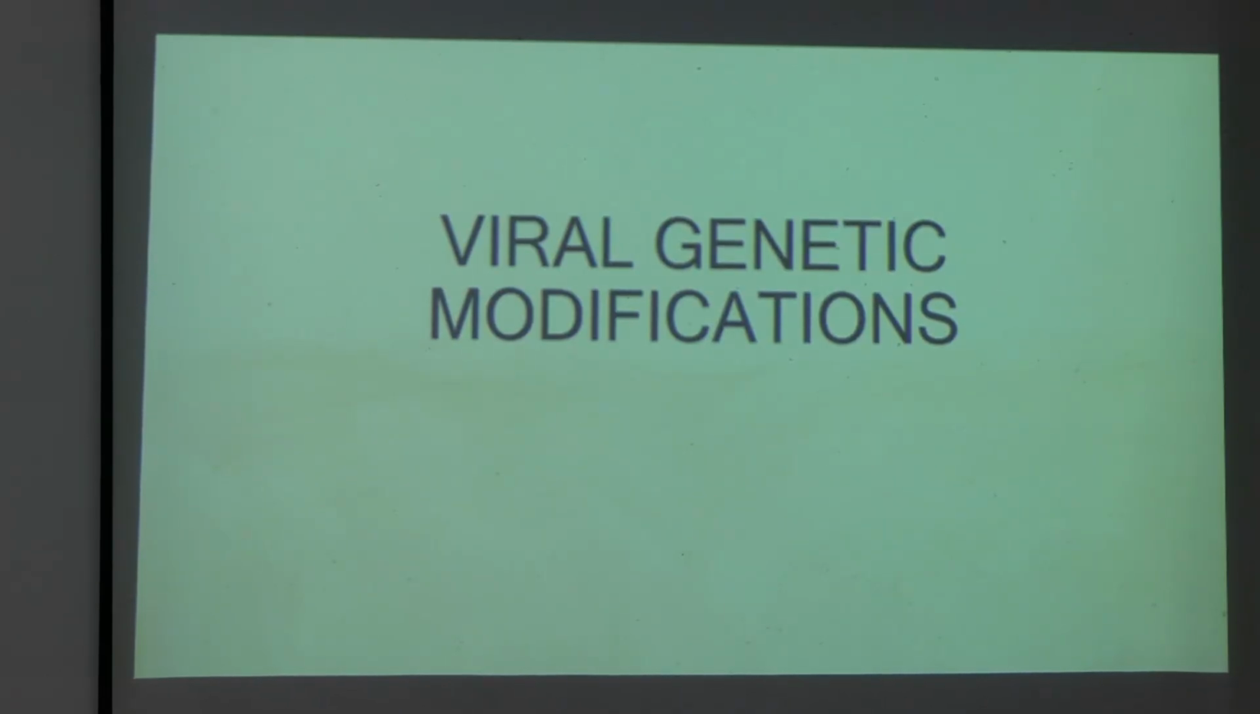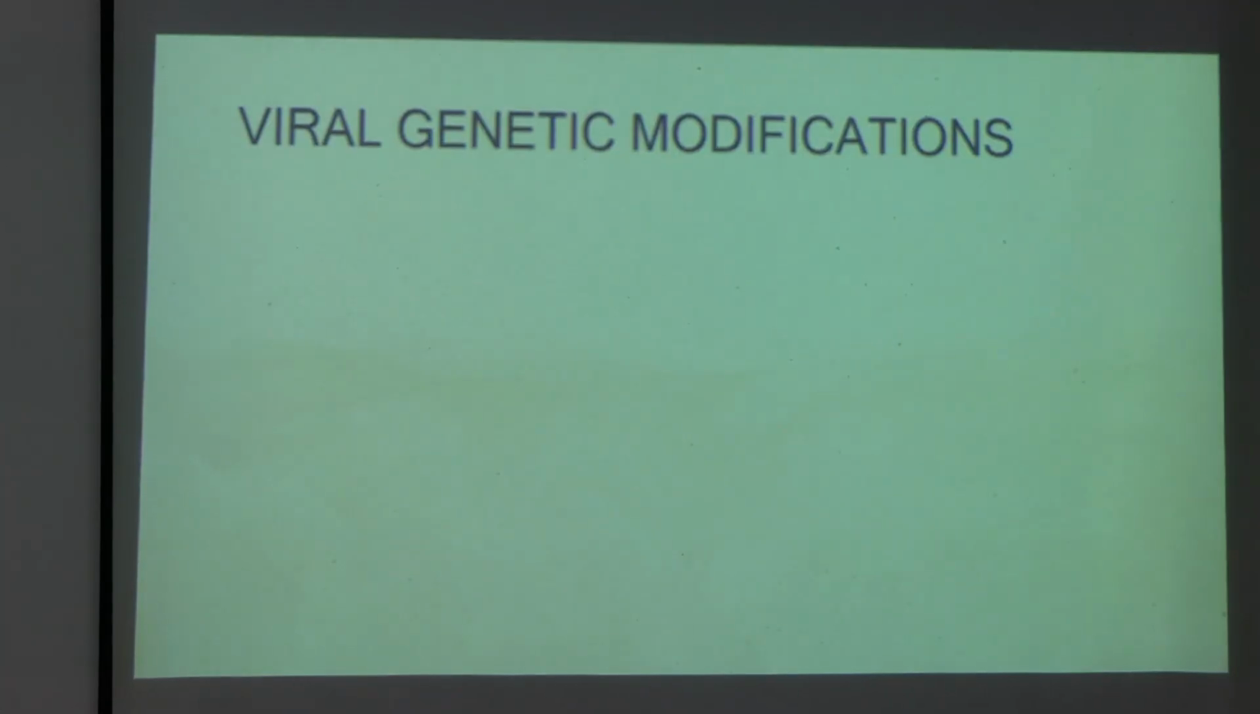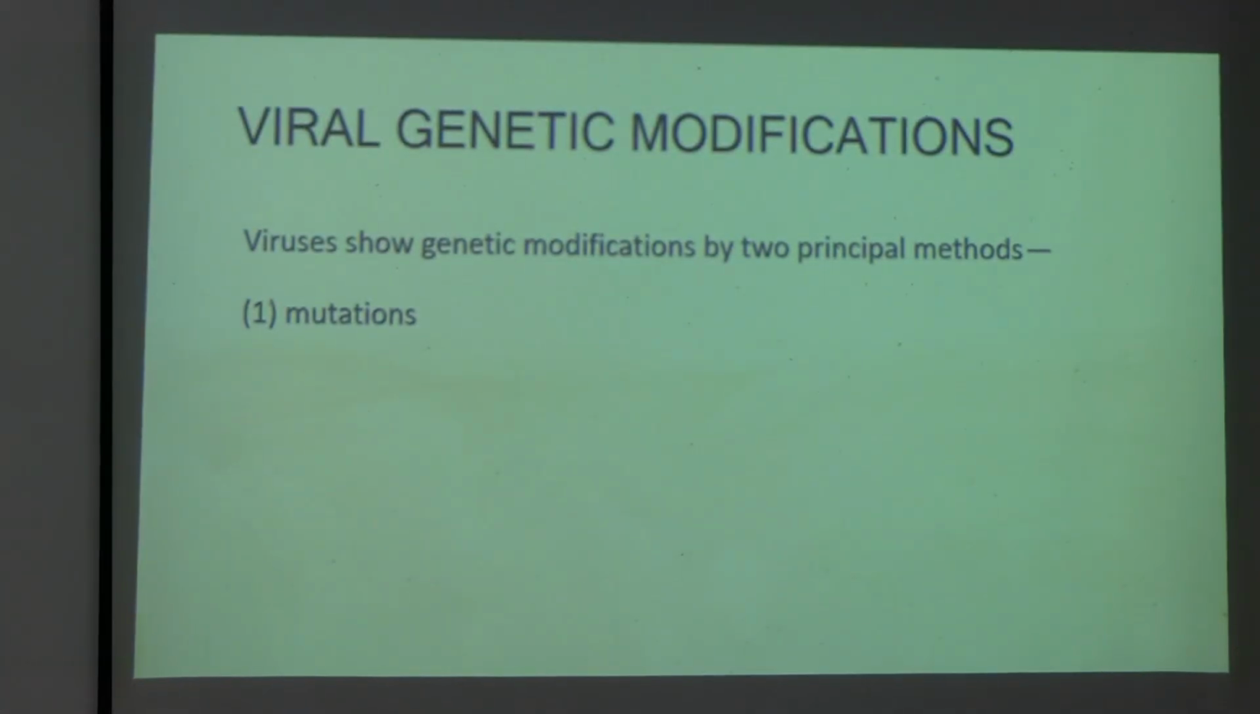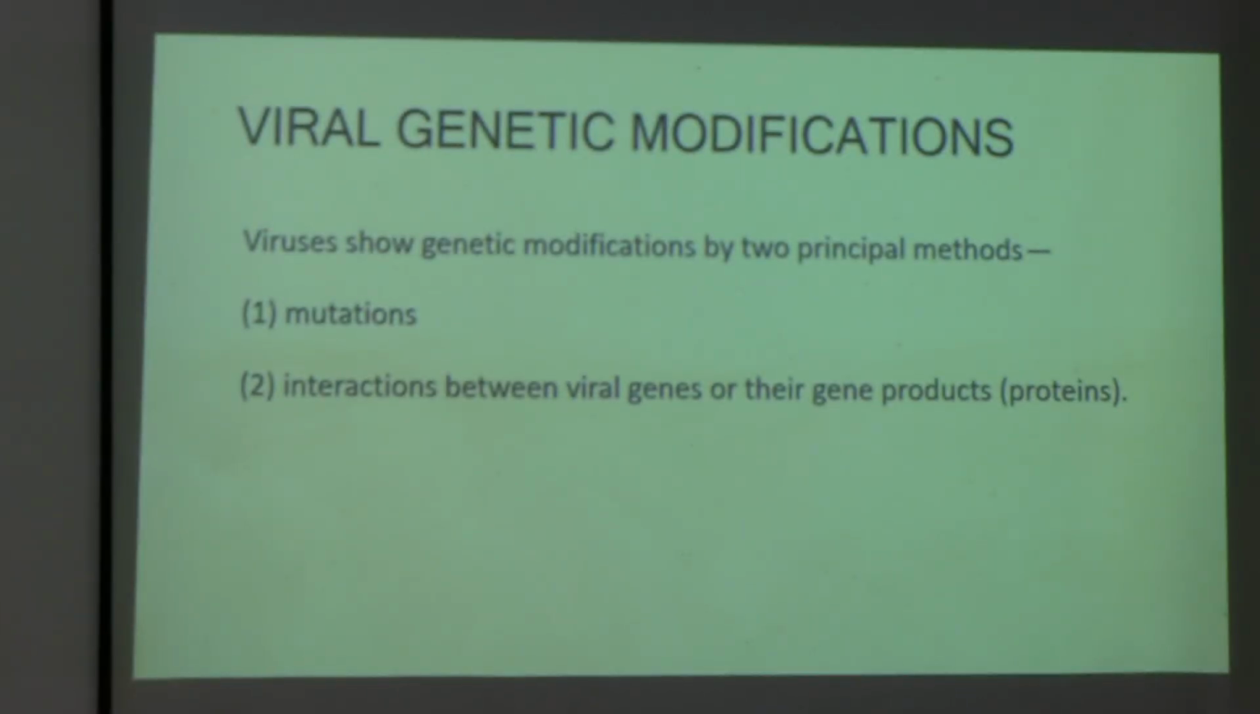Then there is something called genetic modifications in viruses. One is mutation. You have all learned about mutants through movies. Which movie do we all talk about mutants? Wolverine, X-Men. Yes. So what happened to those mutants in those movies? Genetically, something has been modified, isn't it? To thrive better than the others, isn't it? One is mutation, the other is interactions between viral genes or their gene products. That is, it can be either protein or lipoprotein, okay?